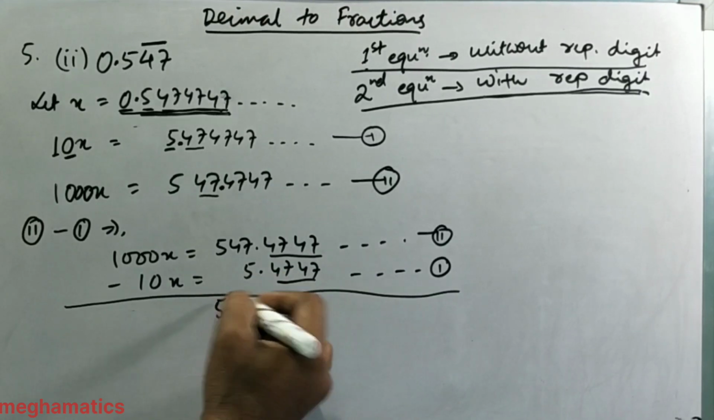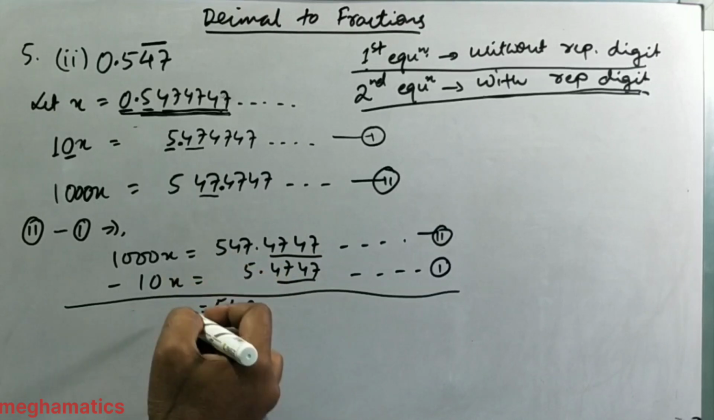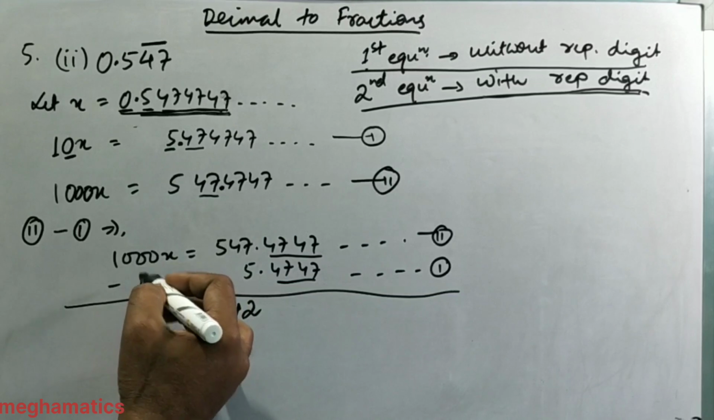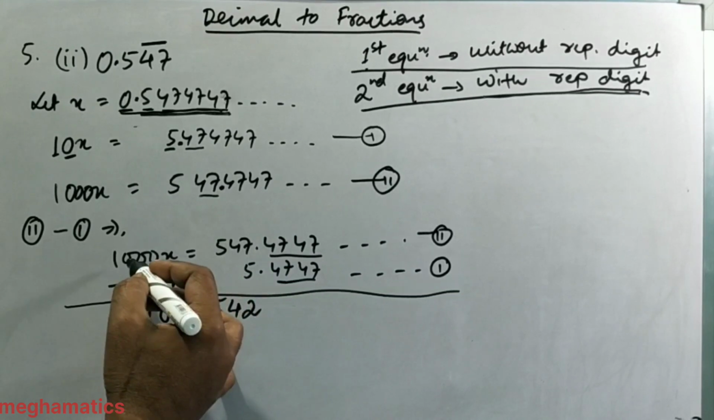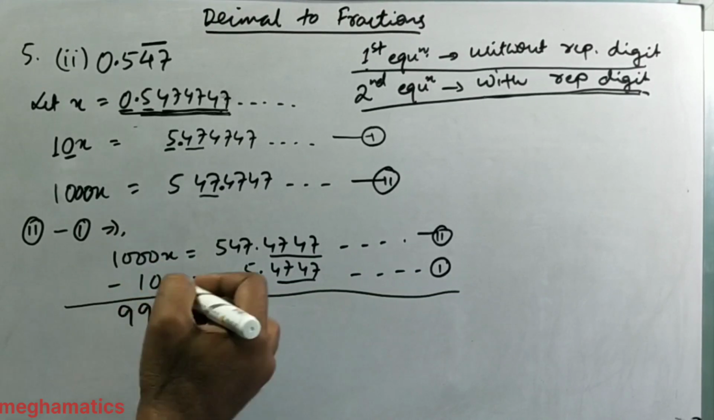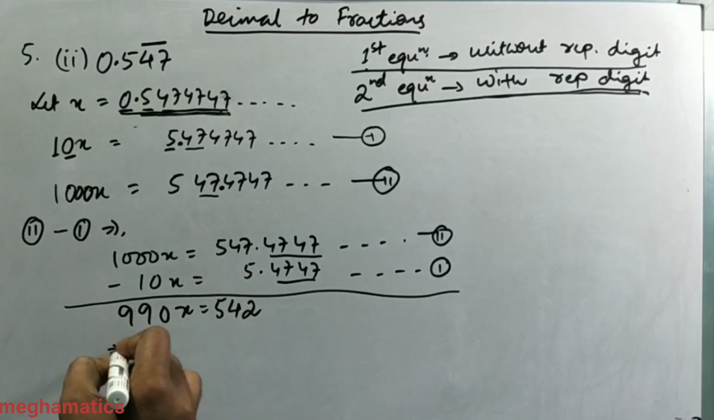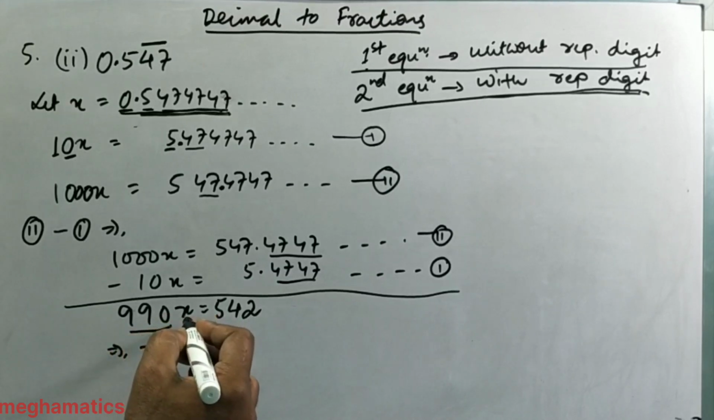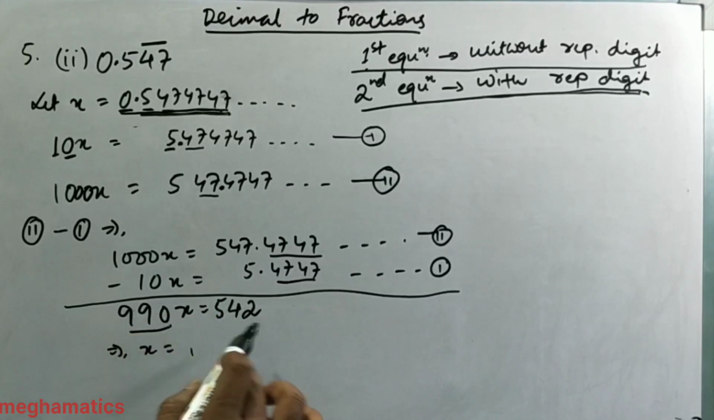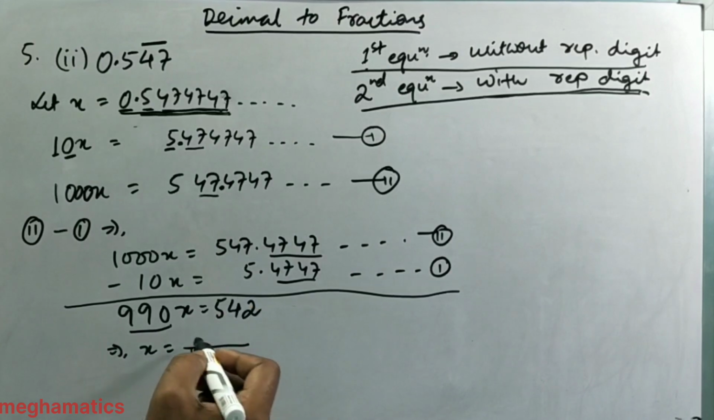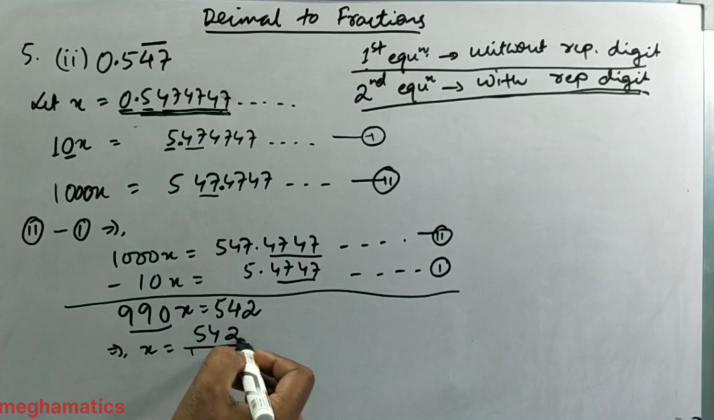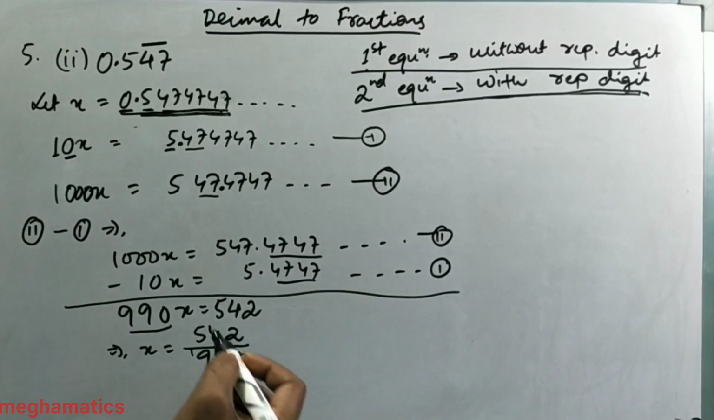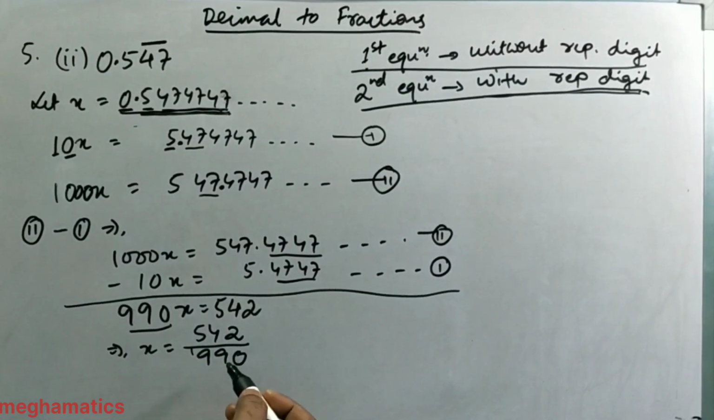5 minus nothing is 5, is equal to, so x. 0 minus 0 is 0, 10 minus 1 is 9, then 9 minus nothing is 9. So we are getting x is equal to, now since this 990 is multiplied with x, if we put it on the right hand side, it will be divided. So 542 by 990.